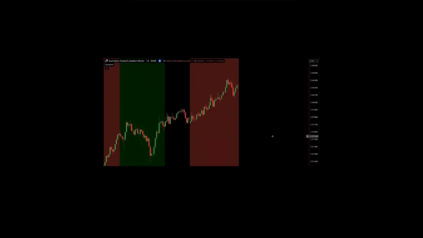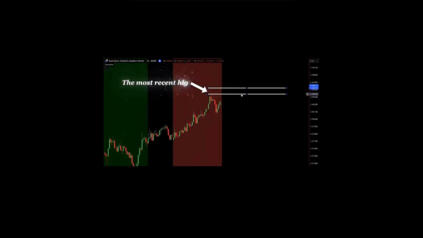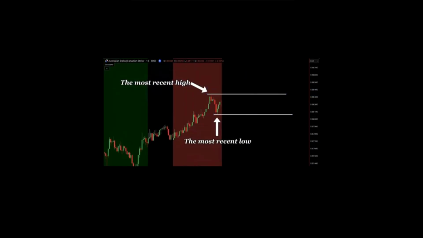You'll clearly see when the Asian session ends and when the London session begins, which is exactly what we need for this strategy. Now let's apply the strategy step by step. Here we have the end of the Asian session, and the London session is about to open in 15 minutes, at 8 a.m. London time. Our first step is to mark the most recent high and most recent low of the Asian range.